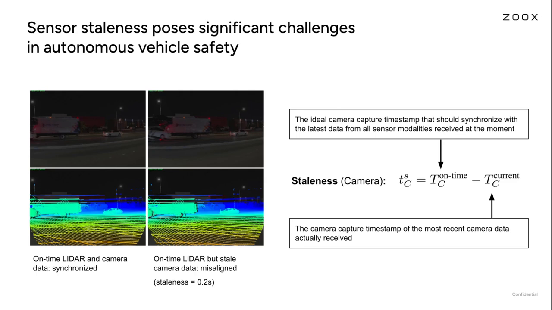Here we define stillness, for example, for camera as Ts equals T on time minus T current. T on time is the ideal camera capture timestamp that should synchronize with the latest data from all sensor modalities received at the moment. T current is the camera capture timestamp of the most recent camera data actually received. Stillness can be larger than or equal to 0.